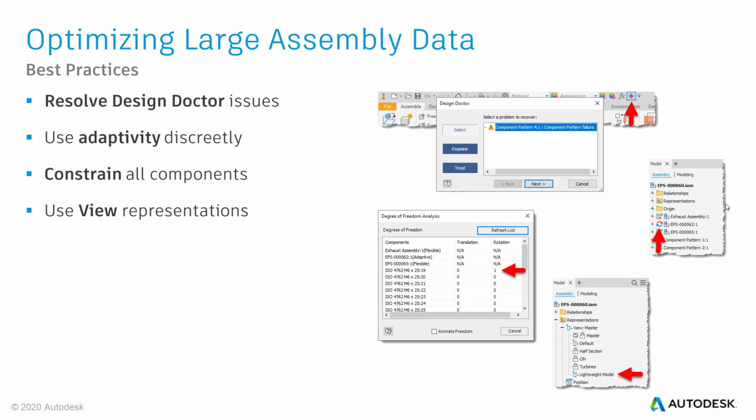The last bullet point massively affects the drawing performance. Use view representations instead of levels of detail when you need more than one different view in a drawing. For each drawing view using a different level of detail, a copy of the assembly is loaded into memory. For a large assembly, this can increase memory usage drastically.